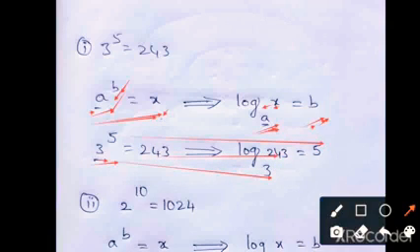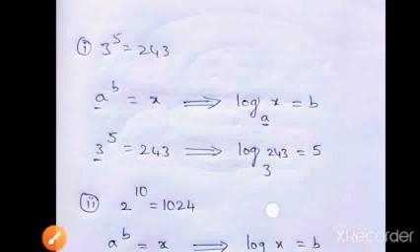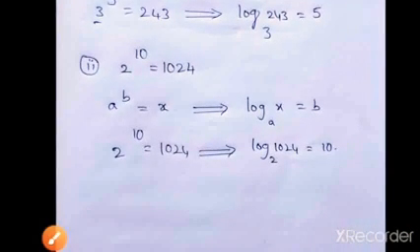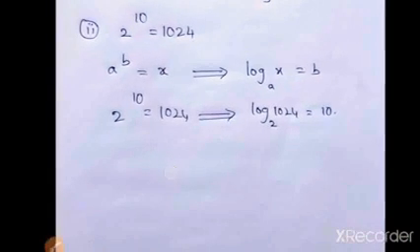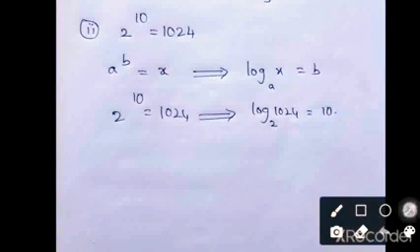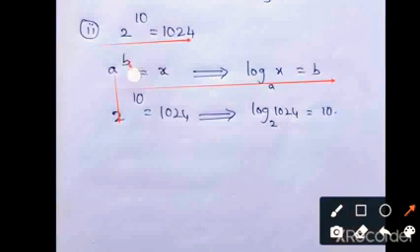The same way, next question: 2 power 10 is equal to 1024. So a power b is equal to x, as usual in our formula. How can it be changed? Here in the place of a is 2, in the place of b is 10, in the place of x is 1024.